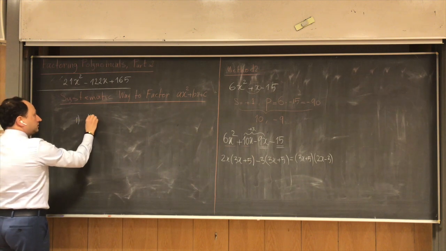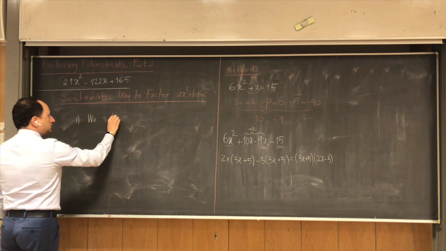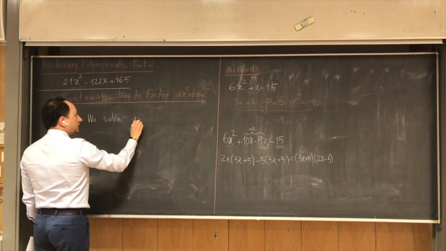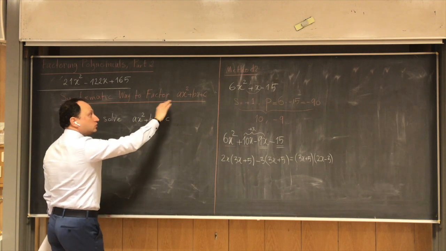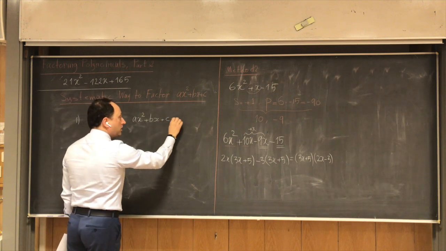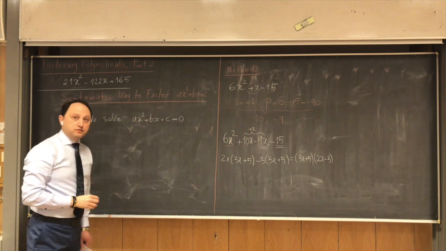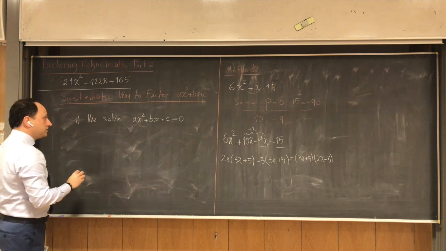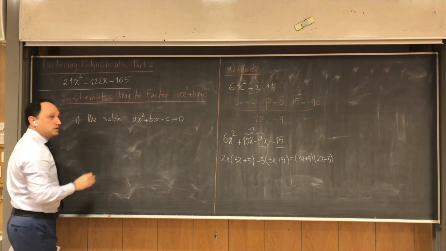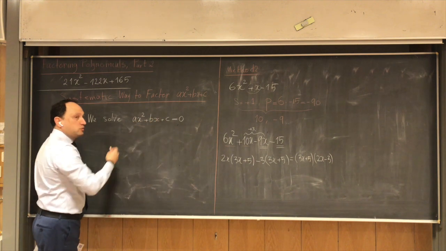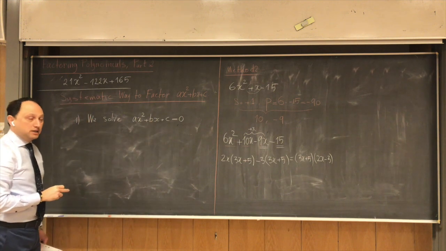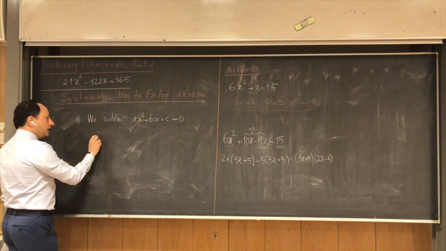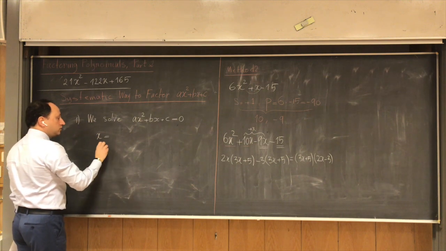So we solve ax squared plus bx plus c. There is no equal to 0 in the question. I myself put equal to 0 and try to find the solutions. Do you remember how we can solve this problem? There is a famous formula, the ABC formula, that will give me the roots of this equation. What are they? So x is equal to, let me write the formulas.